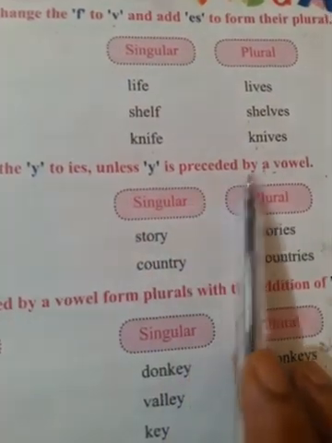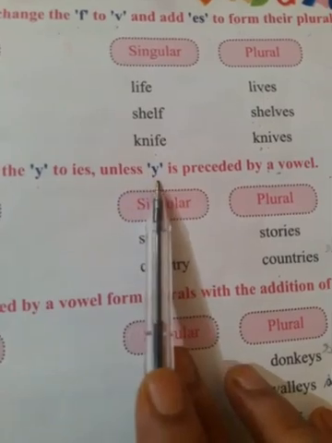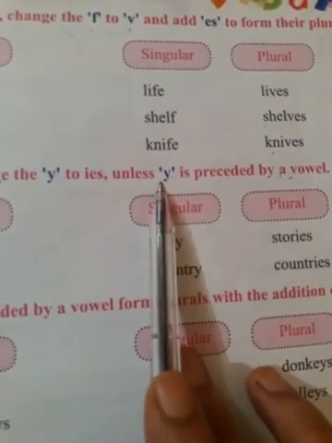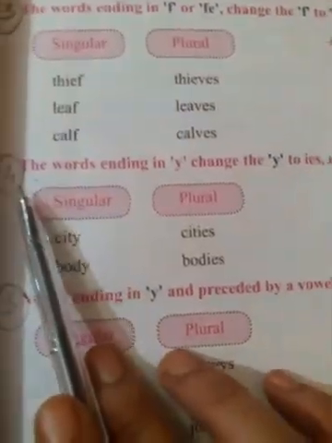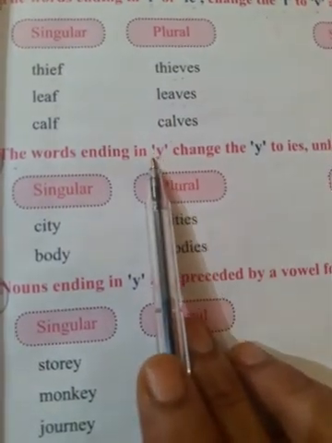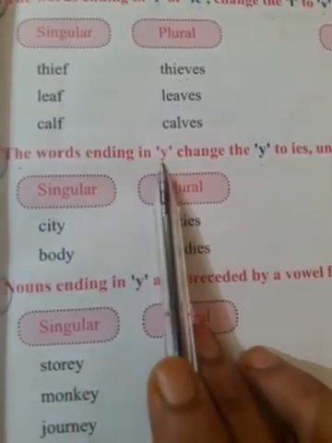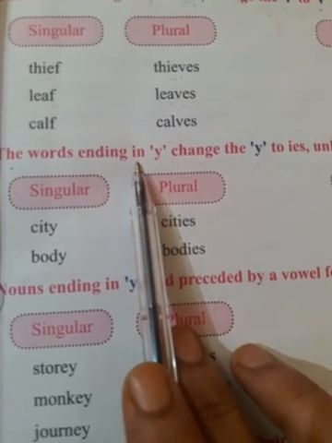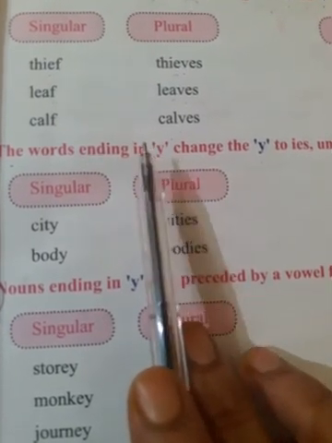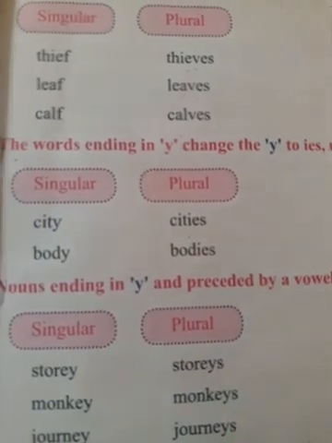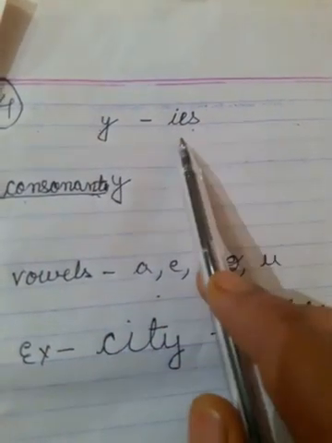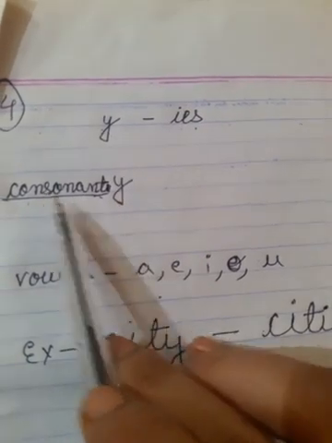Unless y is preceded by a vowel, meaning जब तक y से पहले vowels नहीं आता है, तो क्या आएगा in the English alphabet? If not vowels, then consonants, simply. So according to the fourth rule, if a word ends in y and before y a consonant comes, then what will we do? Simply we will change y to ies. You can see this example.